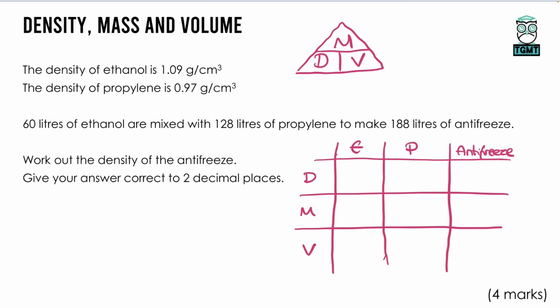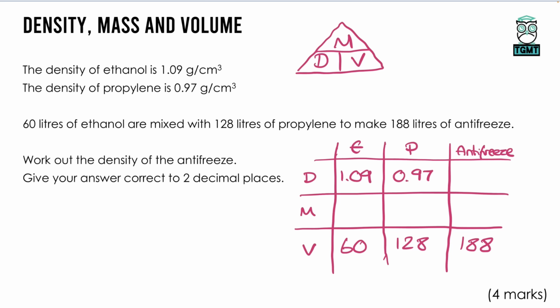And let's see what we've got. We have the density of ethanol, 1.09. We have the density of propylene, 0.97. We can't add those together because we don't know the exact ratios that are being mixed, so that's what we're going to work out. We have a volume given to us, that's what the litres are, and sometimes litres will be given to us in centimetres cubed. But here we have 60 litres for the ethanol and 128 litres for the propylene, and in total that makes 188 litres. So there we go. Overall, that is all the information that we have been given.